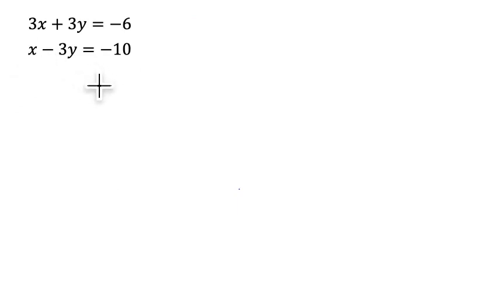Now this system of equations is also set up perfectly for elimination. Notice when we add these two equations together, this time the x's are not going to cancel out, but the y's will, because they're exact opposites. So when we're using elimination, we want either the x's to be opposites or the y's to be opposites. So I'm going to add these two equations together.